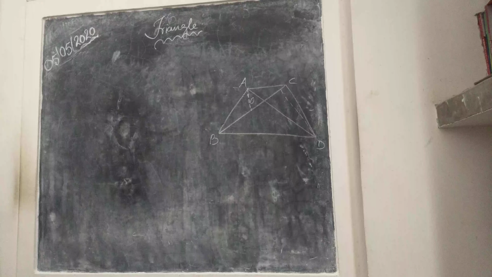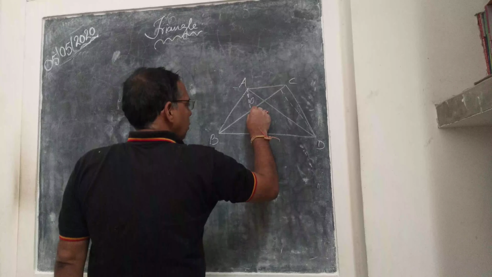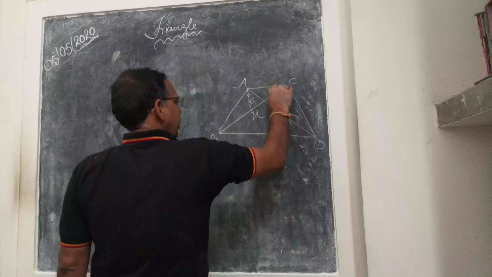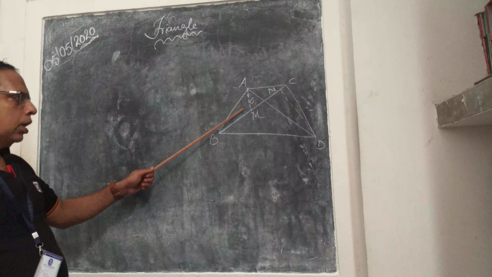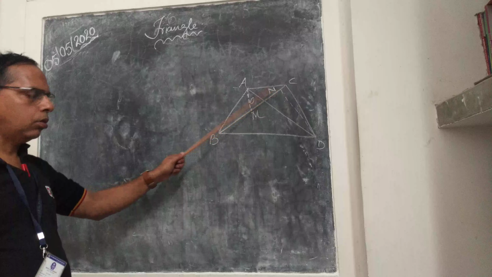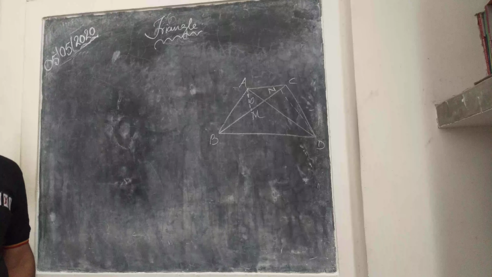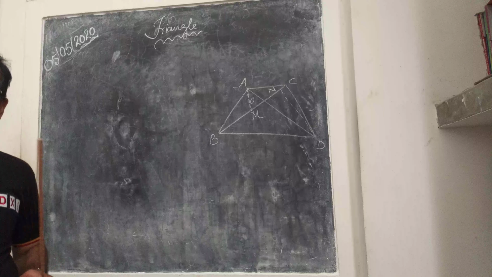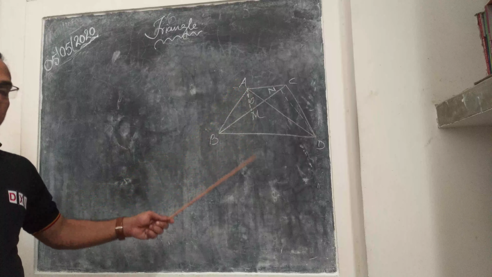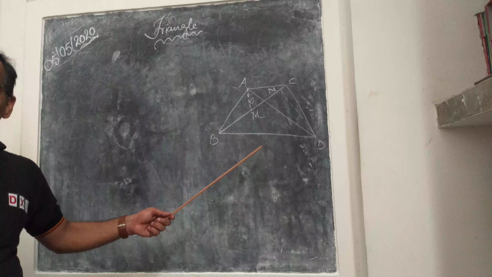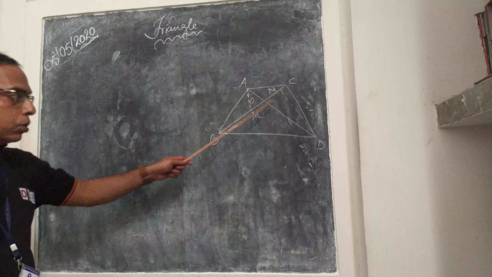Two altitudes are drawn, one is AM and another is DN. See, this is the base, this is the altitude, this is the base, this is the altitude. Now, in class 9 you learned that if two triangles stand on the same base within the same pair of parallel lines, then their areas are equal. But here, you are not sure that AC and BD are parallel or not, and that's the reason we have drawn these two altitudes.